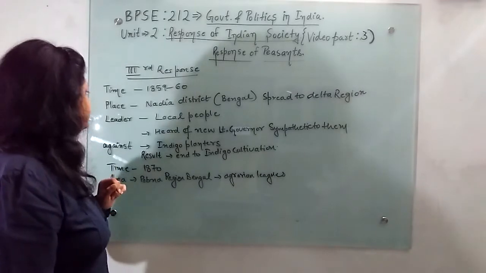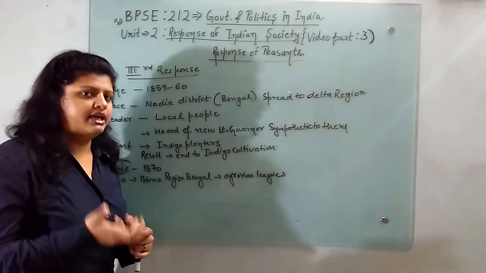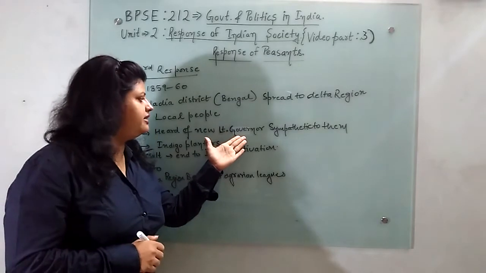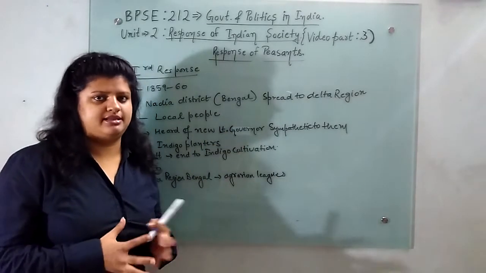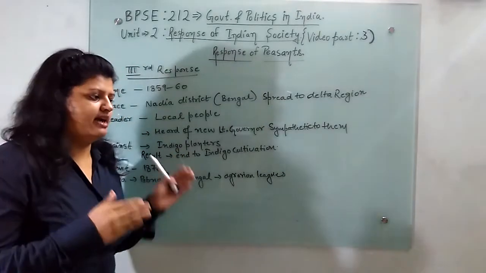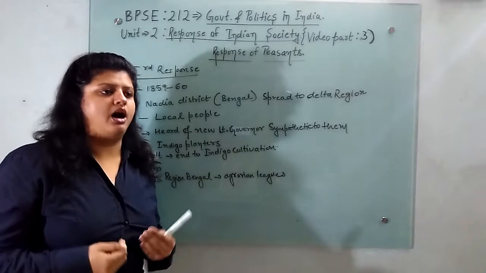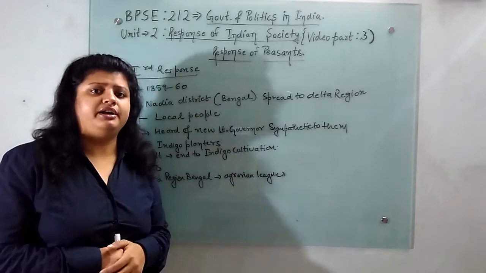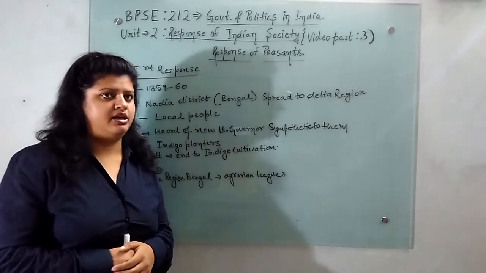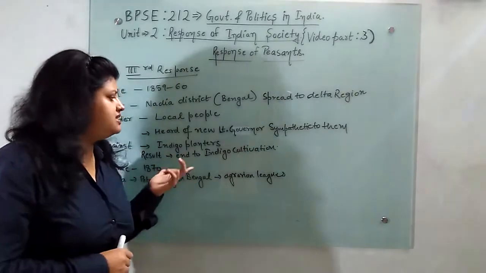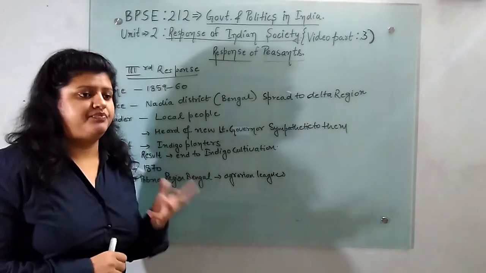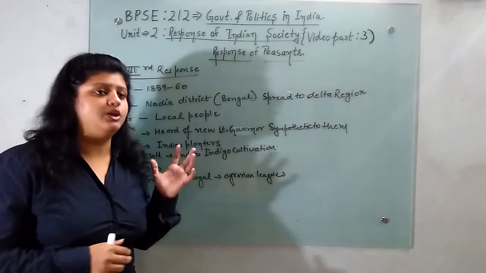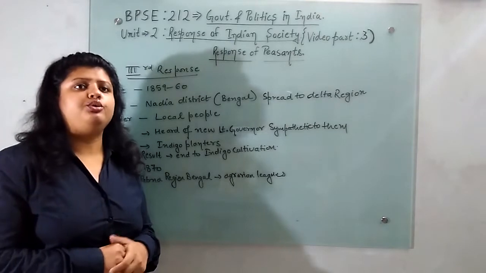Now what happened in Nadia district is that a new lieutenant governor came into Bengal, and that governor was very sympathetic to these peasants. So when peasants heard that there is a person sympathetic to our problems, they started revolting against those who were exploiting them. And who were exploiting them? These were the indigo planters, who were forcing the local farmers in Nadia district to grow indigo.